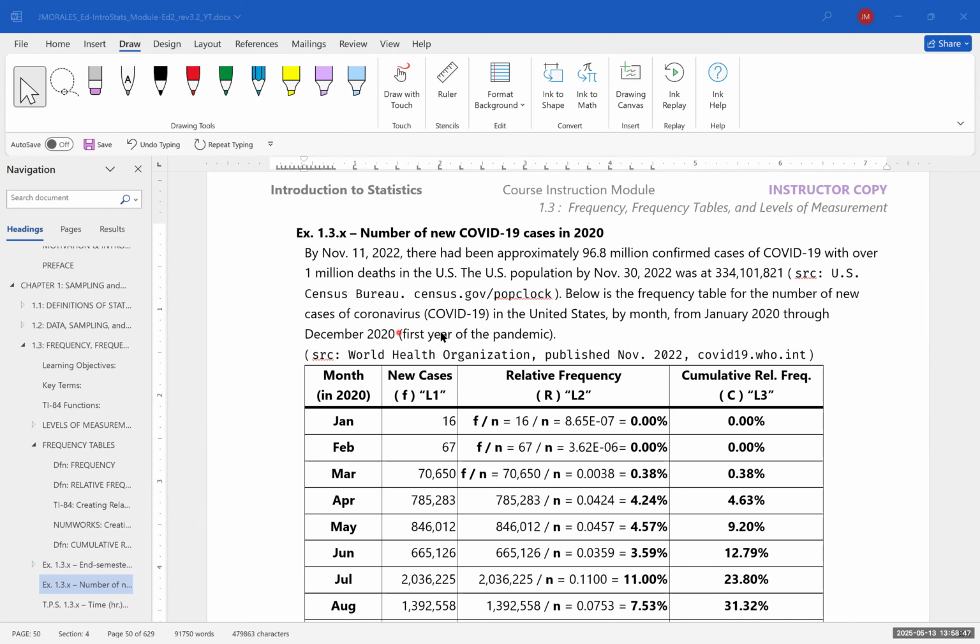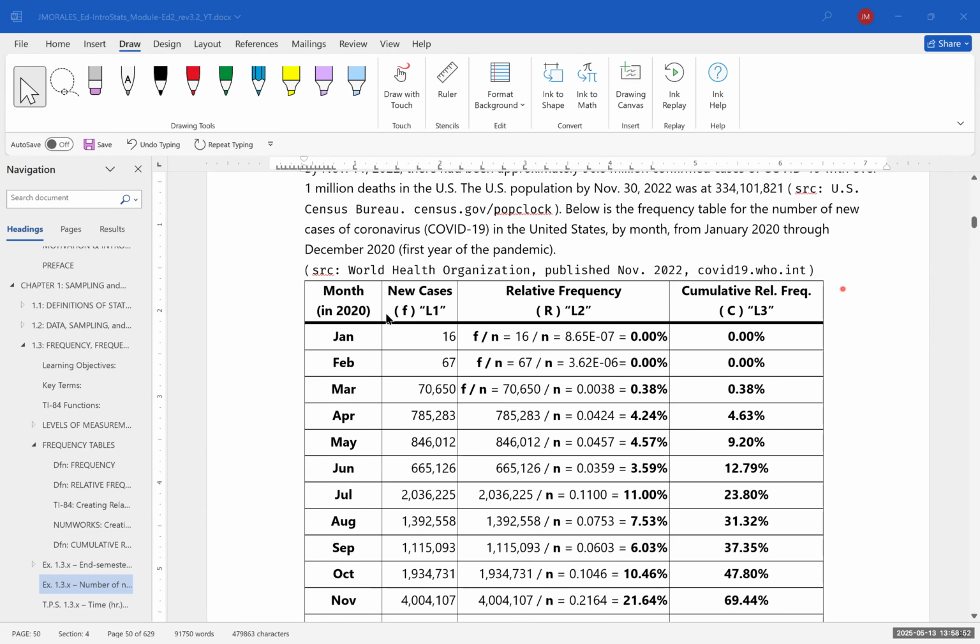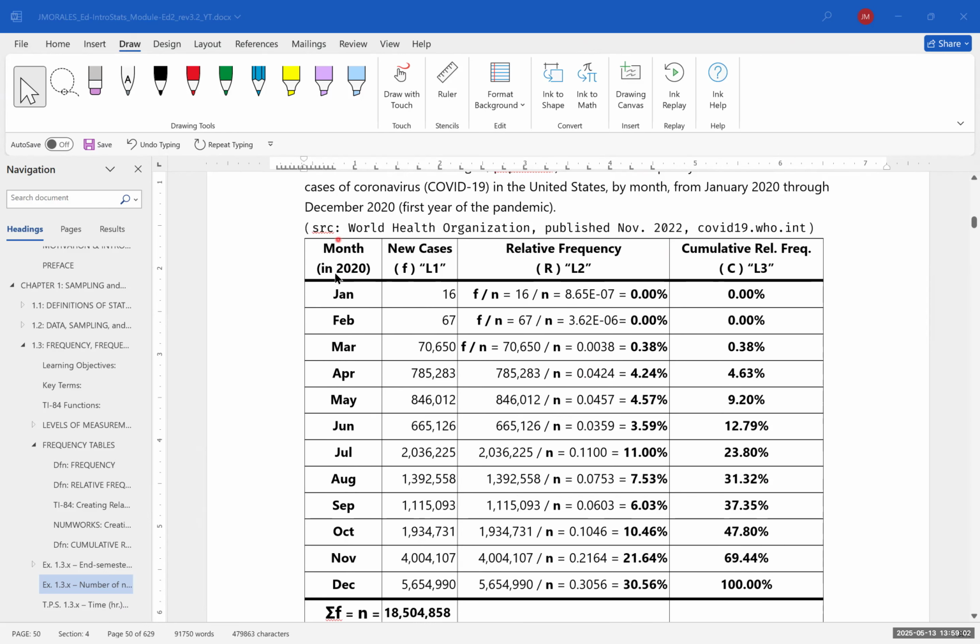Okay, this was the first year of the pandemic. So here we've got our categories, right? The category is a month out of the year. This is the full 12 months for the year 2020. And this frequency column is the number of new cases of COVID-19. So this isn't new cases plus old cases. Okay, this is simply new cases, new people getting COVID-19.